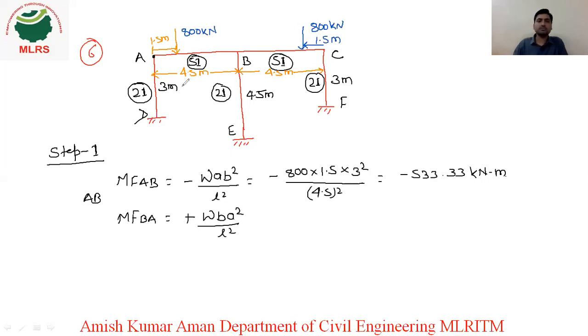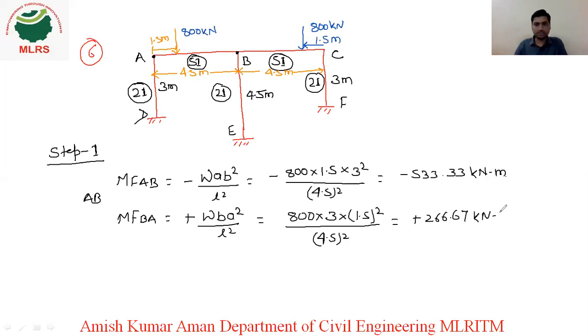Sorry, it will be plus now because we have already taken minus here, so here it will be plus WBA square upon L square. If you put these values here, you get 800 into B value, which is 3 into 1.5 whole square divided by 4.5 whole square. When you calculate this, you get plus 266.67 kilonewton meter. Now for span AB, we have completed.